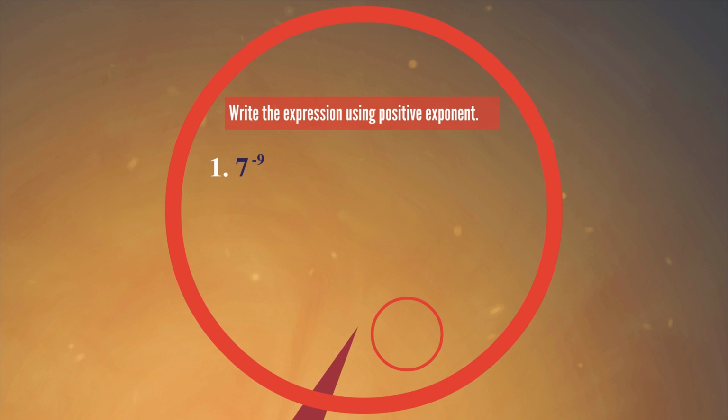To make the exponent positive, let's recall the definition of negative exponents and apply it. If you can still remember, we have the equation x raised to negative n equals 1 over x raised to the n. After applying that, we got the answer, which is 1 over 7 raised to the 9th power.